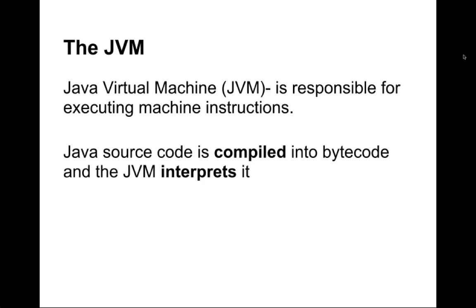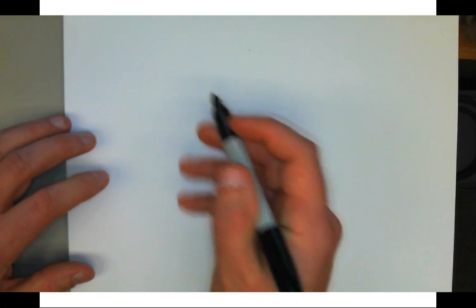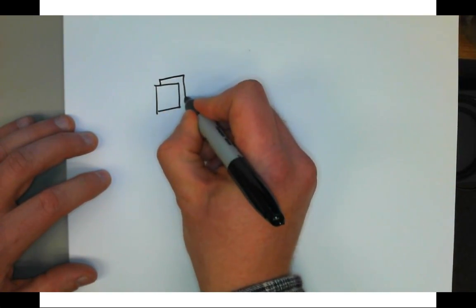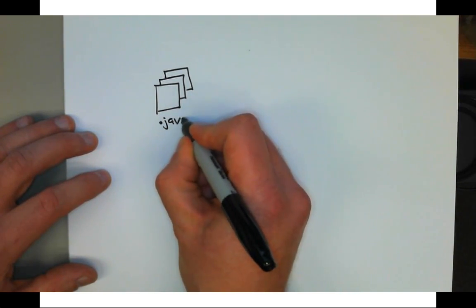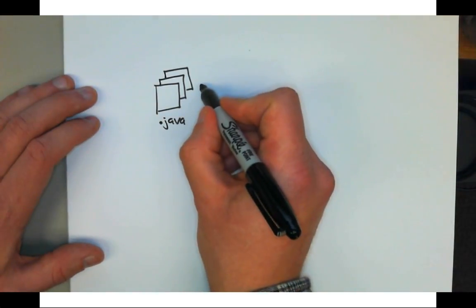Now, Java source code is first compiled into bytecode, and then the JVM interprets it. Okay, so this is going to be a little bit different. When we write Java code, we still write source code files. All Java source code files end with the extension .java. And there is a compiler.